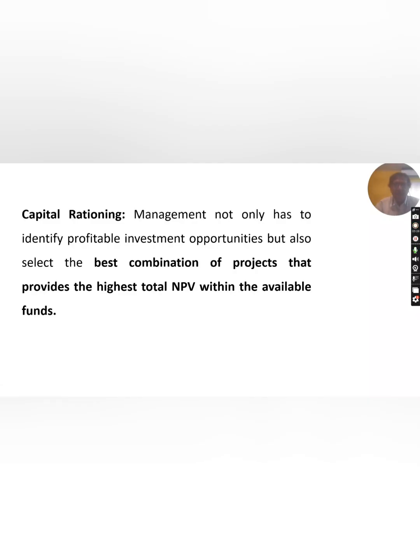And decision making for accepting the project under capital rationing means selection of the best combination of projects that provides the highest total NPV within the available funds. This is very important for capital rationing. Within available funds means limited funds, the funds allocated to the company or firm. Within that fund limitation, selection of the best projects which provide highest NPV. That is the decision of selection of projects under capital rationing.